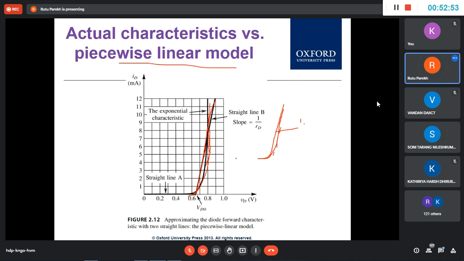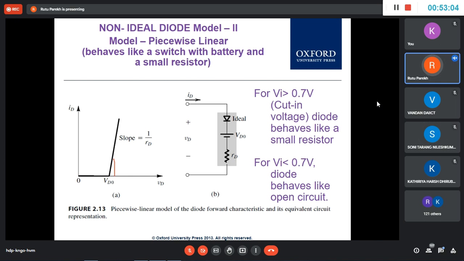Understood, ma'am. RD is constant, and with voltage the current is changing, but the ratio is the same. It is a straight line. With change in voltage the current will change, but the ratio of this change is the same. If you take the ratio of this IV and the ratio of that IV, it is the same: 1 upon RD, because it's a straight line.